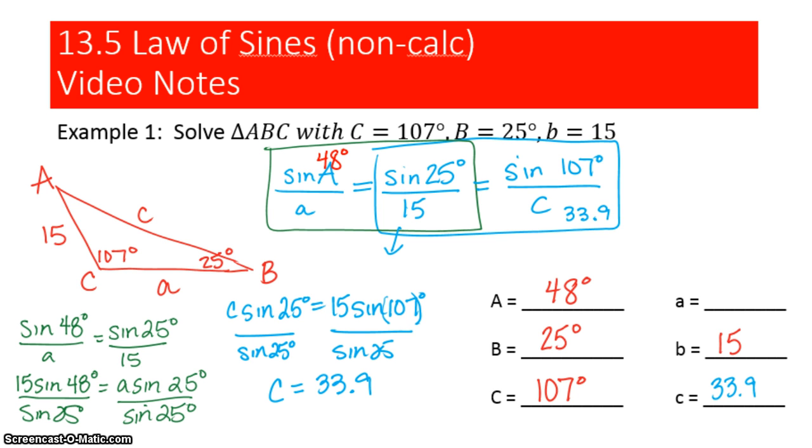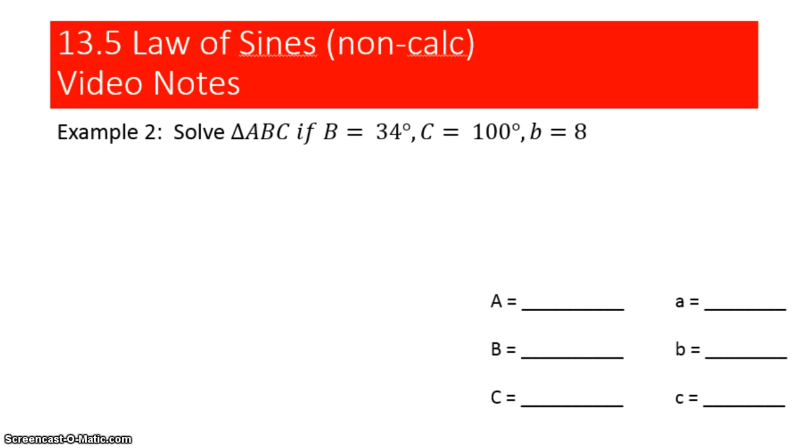And go ahead and type that in your calculator. And you end up with A equals, you're going to type in 15 sine 48, end parentheses, divided by sine 25, and you get 26.376 or 26.4. So I now know A is 26.4. And that's how you use the law of sines. So let's do another example here.